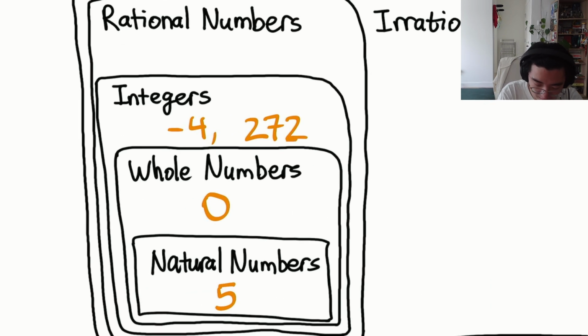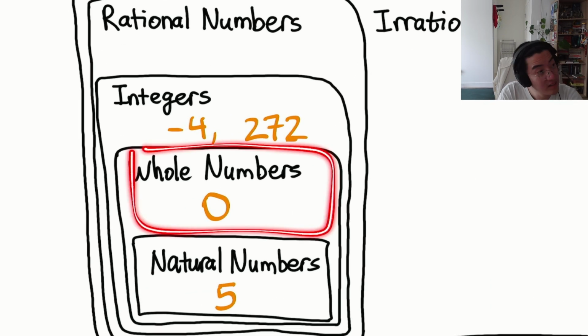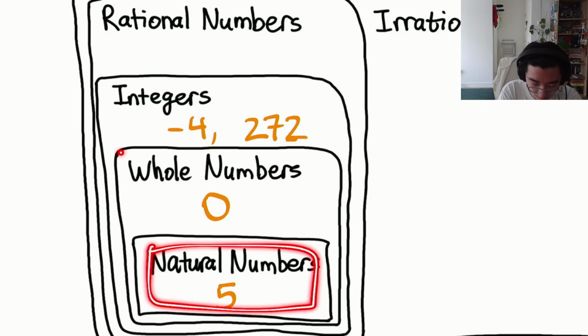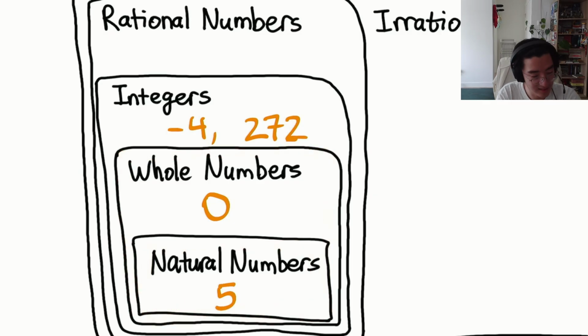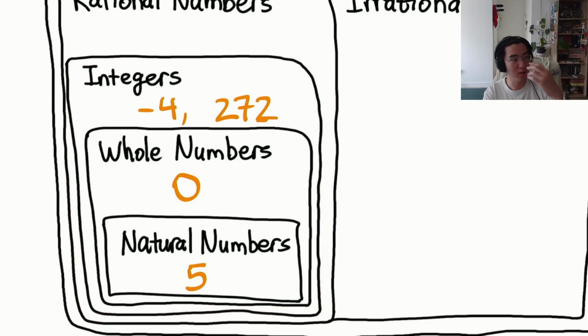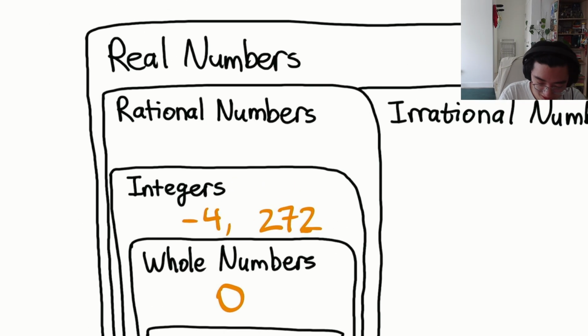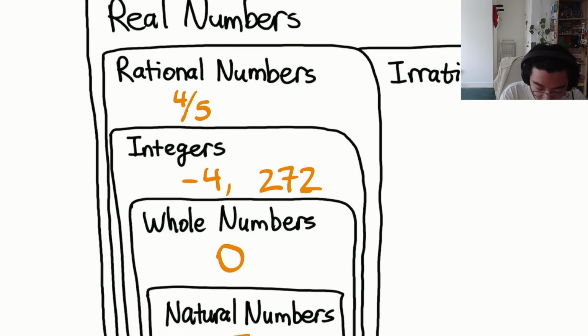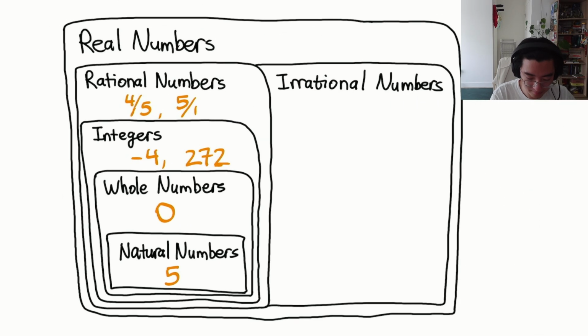Notice how the number 0 and a natural number like 5, all of this is included in our integers category. So pretty much all natural numbers are integers, but not all integers are natural numbers. Of course, there are rationals, something like 4 over 5. And of course, integers are rational as well, because 5 is just 5 over 1. That's what 5 is as a fraction.